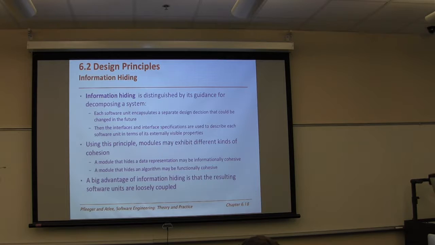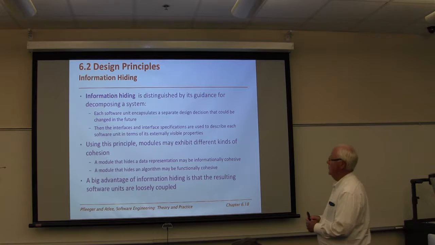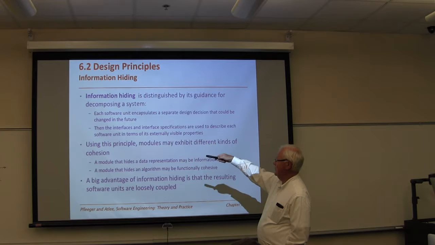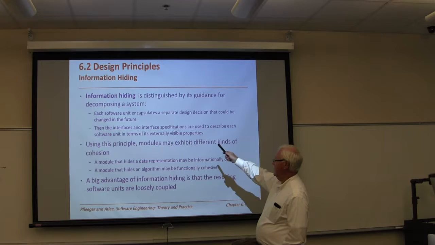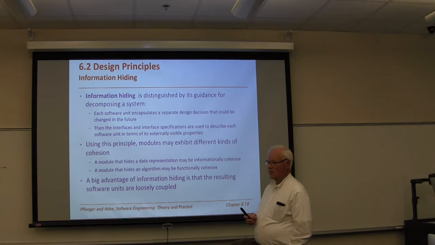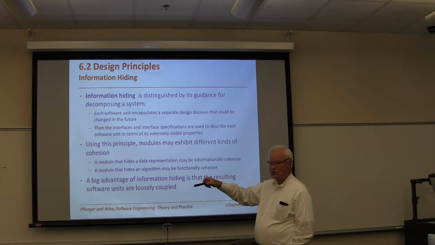Information hiding, period. So, each software unit encapsulates a separate design decision that could be changed in the future. Okay, we've talked about that. Then the interfaces and the interface specifications are used to describe each software unit in terms of its externally visible properties. But what about the internal properties? Well, they don't need to be seen by all the other modules when you do it this way.